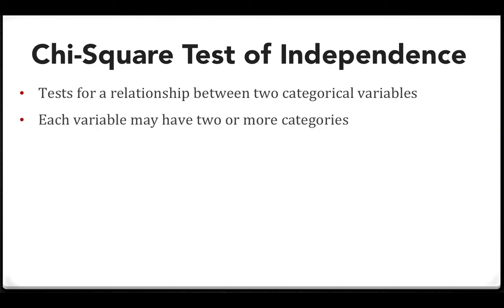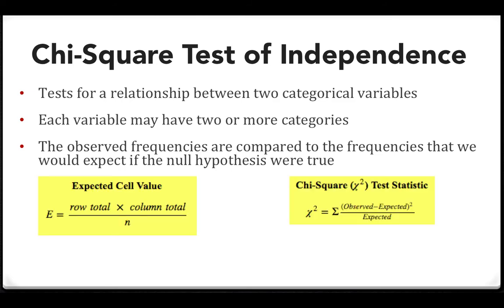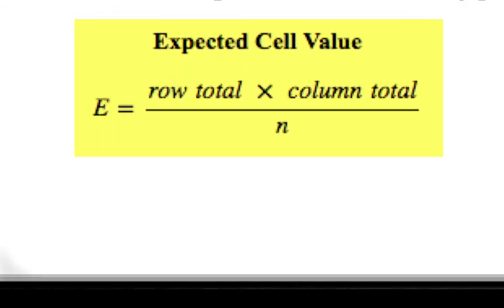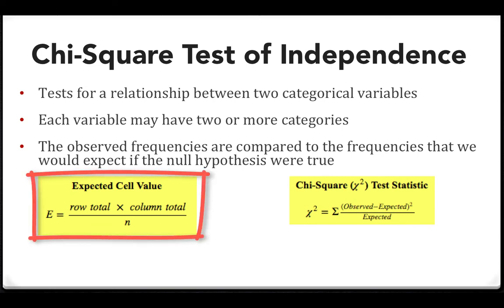Each variable may have two or more categories. The observed frequencies are compared to the frequencies that we would expect if the null hypothesis were true. The test statistic formula here is identical to the one that we saw for the goodness of fit test. The expected count is different because now we're working with two variables. The null hypothesis is also going to be a little different here. Remember that we're looking for a relationship. So the null hypothesis is that there is no relationship, that the variables are independent. If the variables are independent, then this formula gives us the number of cases that we would expect to see in each cell.